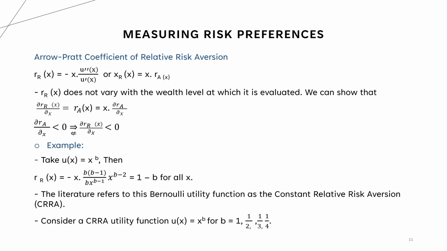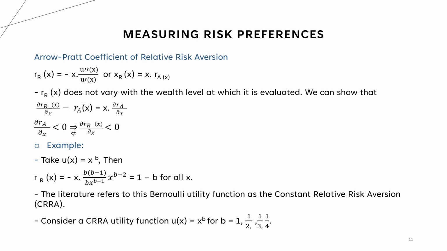So in this slide, we are looking at the Arrow-Pratt coefficient for relative risk aversion. The Arrow-Pratt measure tells us how much risk aversion changes as wealth changes. It is expressed mathematically as the ratio of the second derivative of the utility function with respect to wealth divided by the first derivative. What's important to note is that the Arrow-Pratt coefficient for relative risk aversion doesn't change with the wealth level at which it is evaluated.